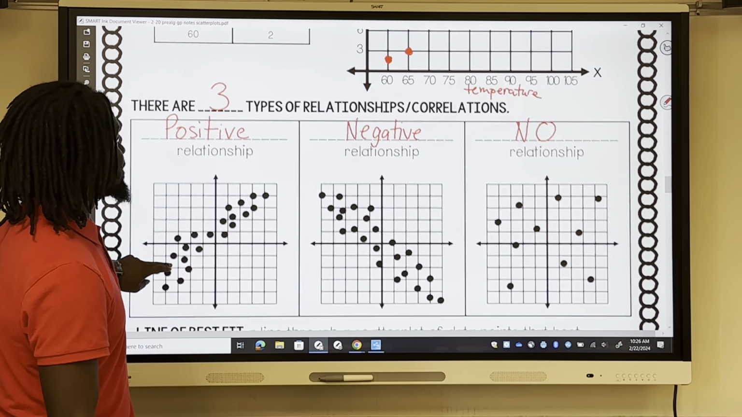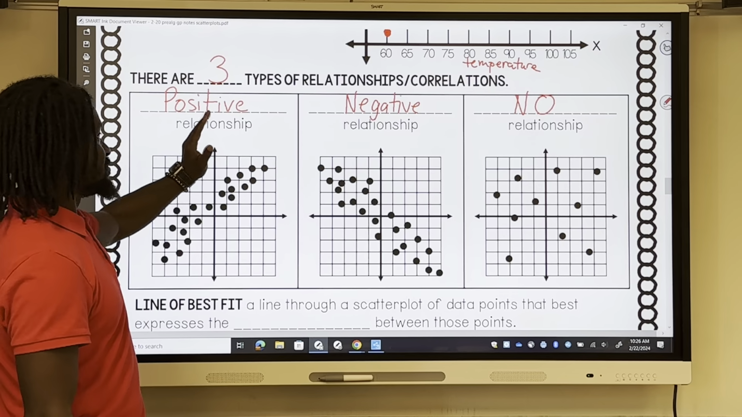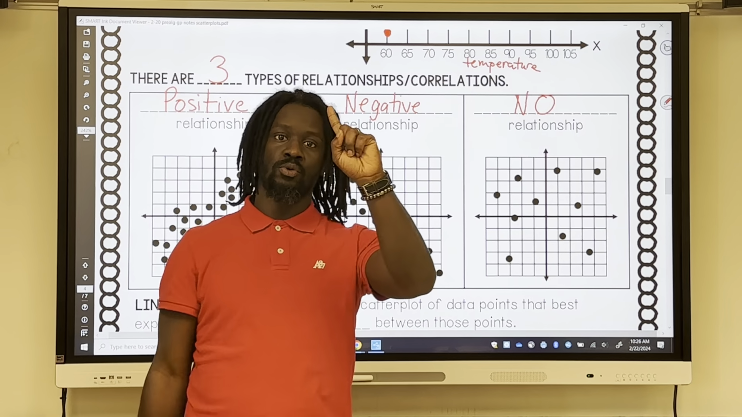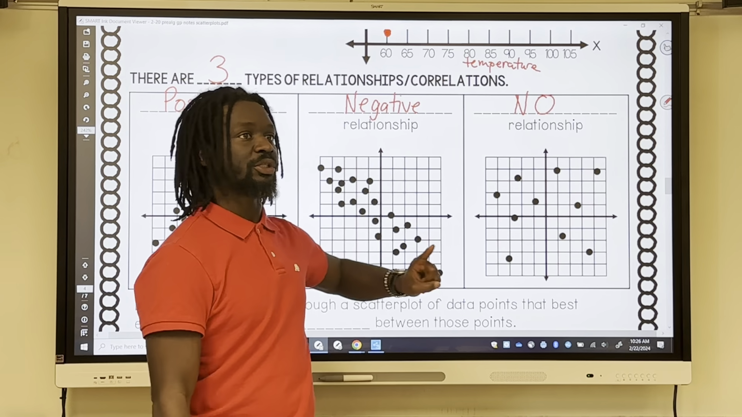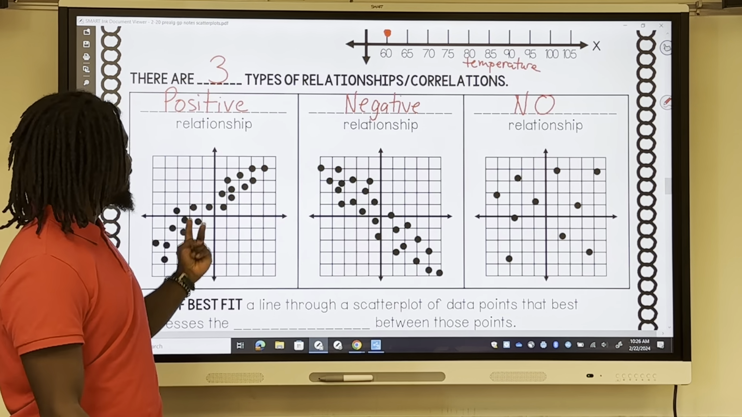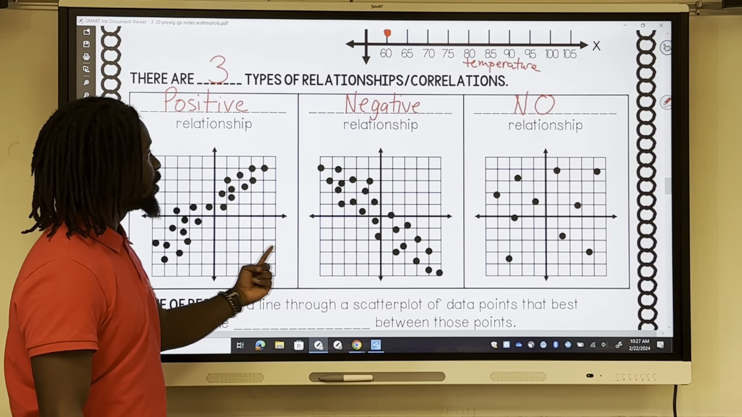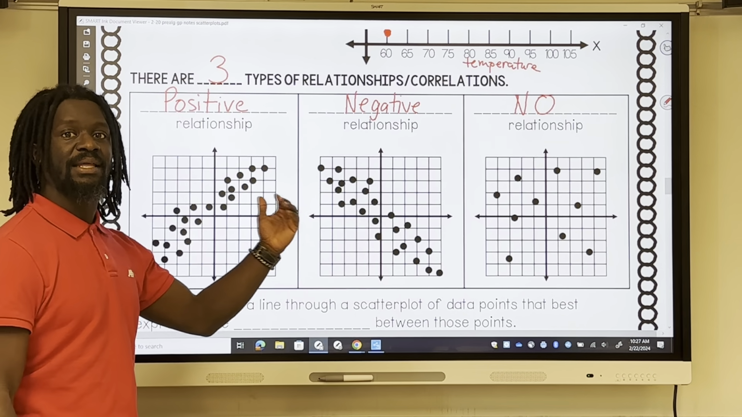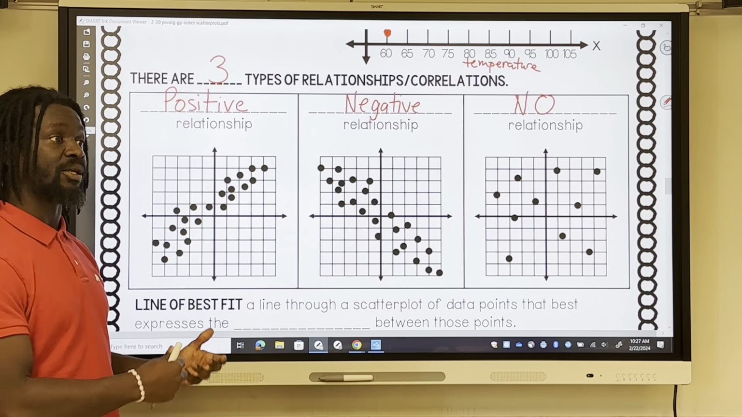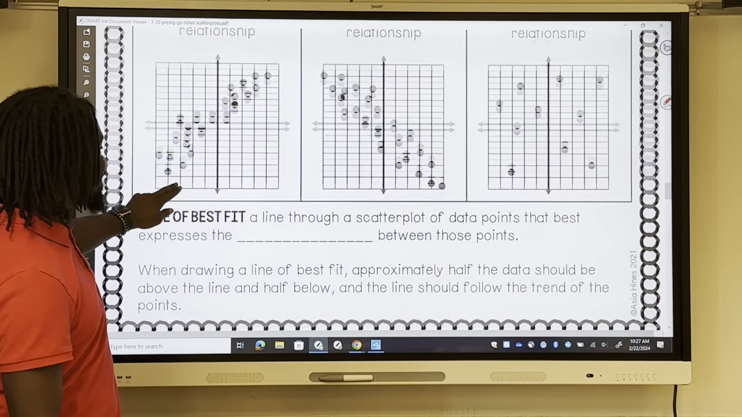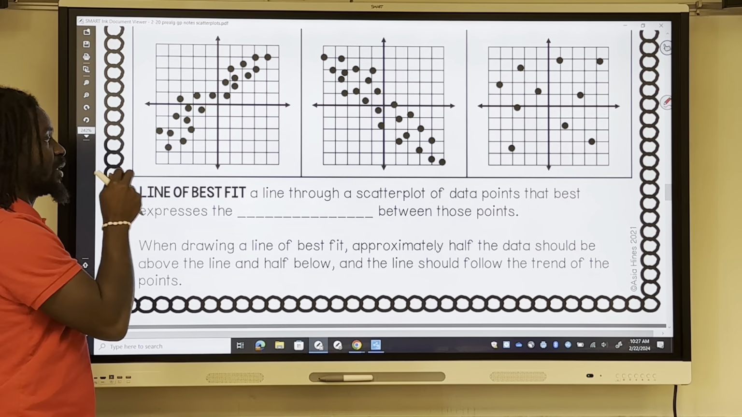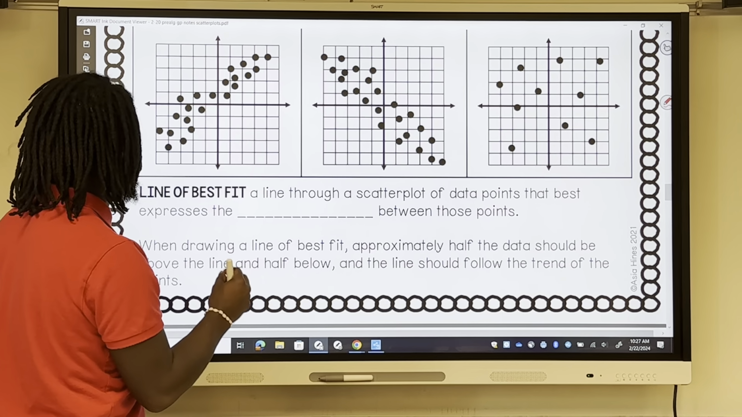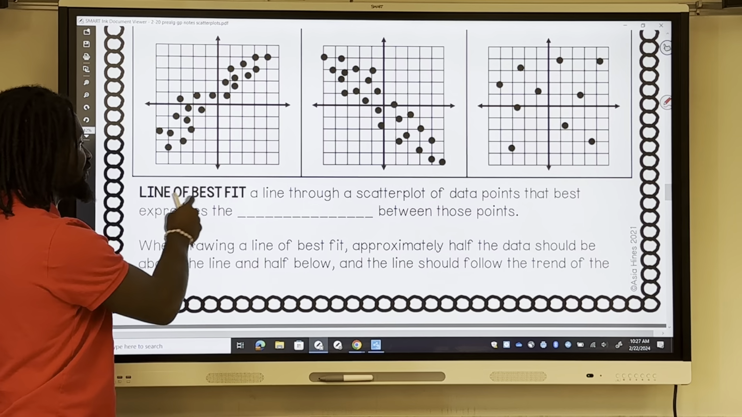So that is, again, the three types. So again, I told you, one, you would be able to make a scatter plot, just graphing the points. Now, step two is being able to identify the relationship. Is it positive, negative, is it none? And then the last thing that we're gonna do is when you have a scatter plot, there is what's called the line of best fit.